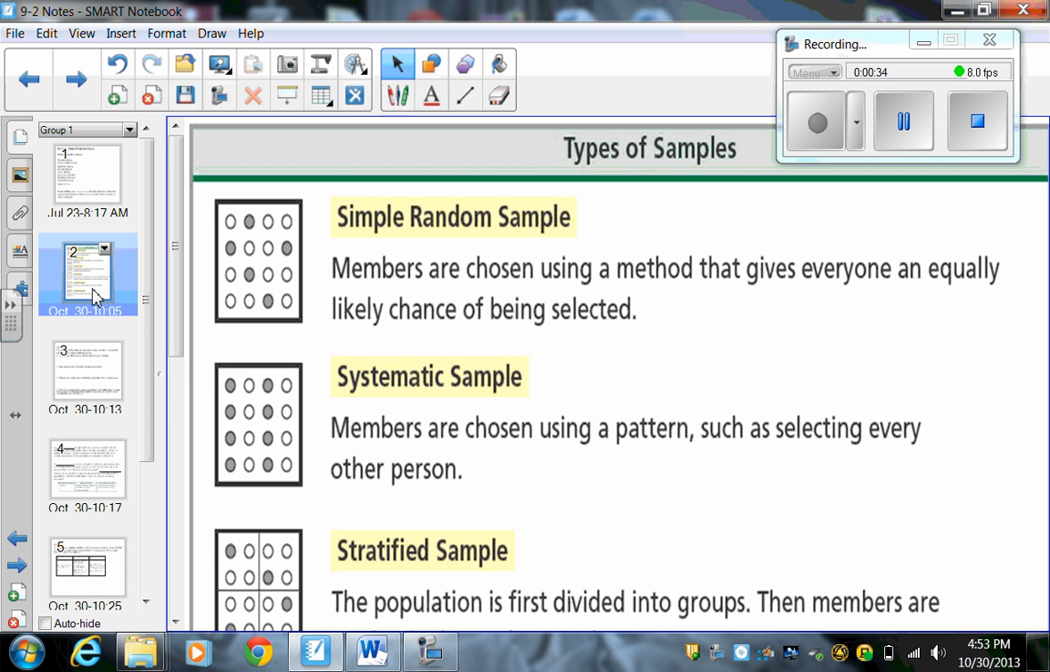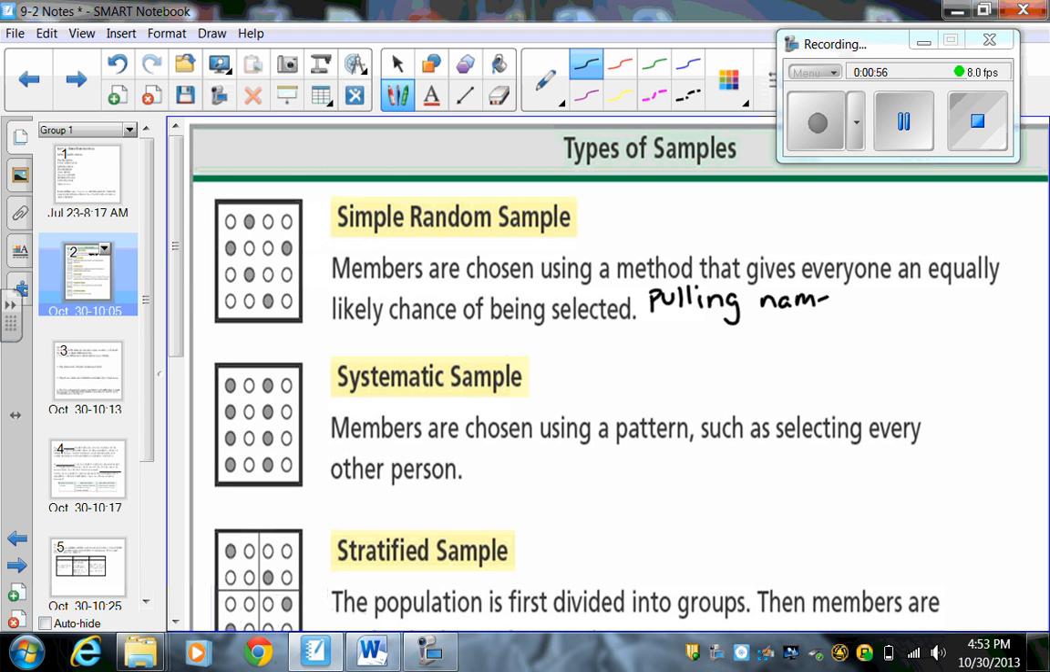To start, there are 6 different types of sampling. The first one is simple random sample. Members are chosen using a method that gives everyone an equally likely chance of being selected. So the easiest way to think of this is pulling names from a hat, using a calculator to randomly generate numbers, using a computer to randomly generate numbers, and so forth.